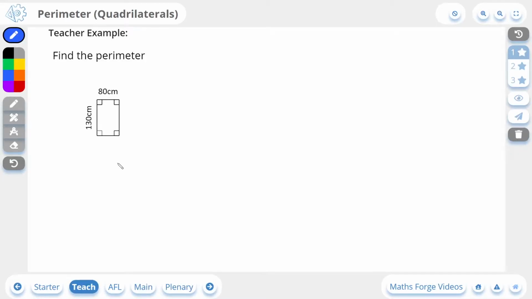Hi, this is Jack from Maths Forge, and in today's lesson we're going to be doing perimeter for quadrilaterals. A quadrilateral is essentially a four-sided shape. So let's take a look at our first example.